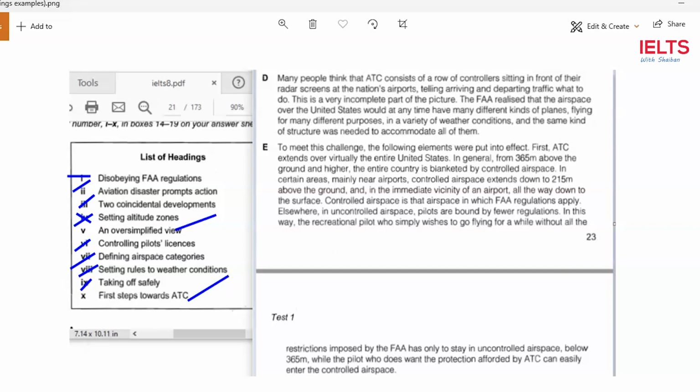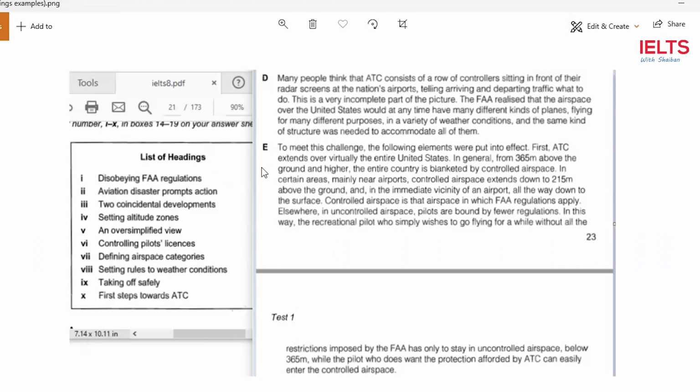Now, finally, paragraph E, we do again the same technique. Again, what do we do? You read the first sentences, then you try to match them with the headings. Number E is: to meet this challenge, the following elements were put into effect.